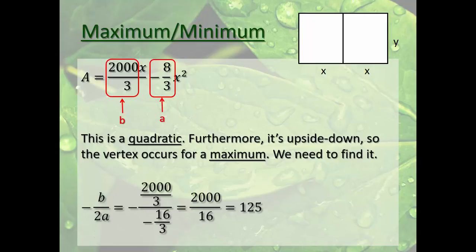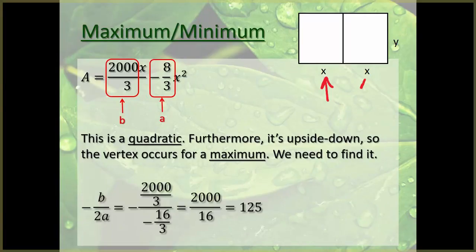And again, not very pleasant looking, but 2,000 over 3 over 16 over 3. The 3's just end up canceling out when you do the math. You get 2,000 over 16, which is 125. What that tells us is that our dimensions right here and here are 125. So that's 250 feet across. Now we need to know what our y is, and so we're going to substitute back in.